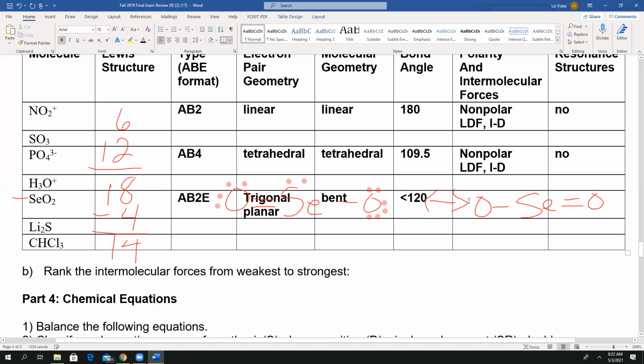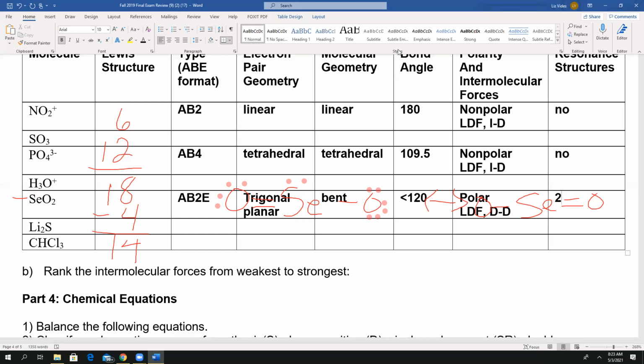It is going to be polar because it has a lone pair. And that's going to make it have London dispersion forces. No ion dipole because it's not charged, but a dipole for sure. And that's it. Now, as far as resonance structures, you can put 2 because there's 2, right? 1, 2. And that's it.